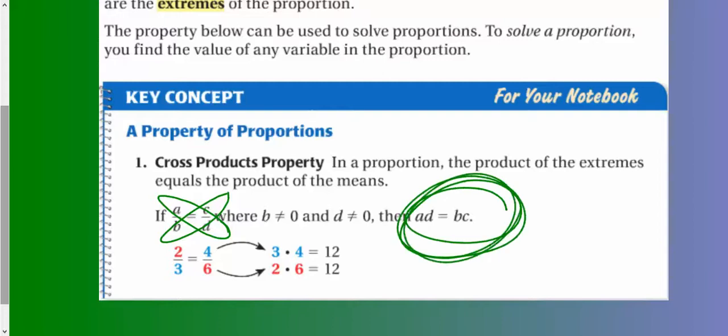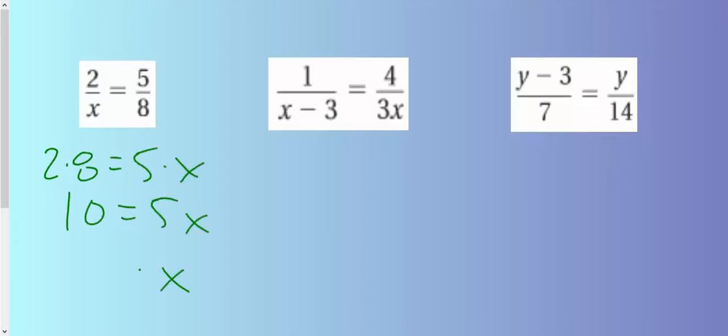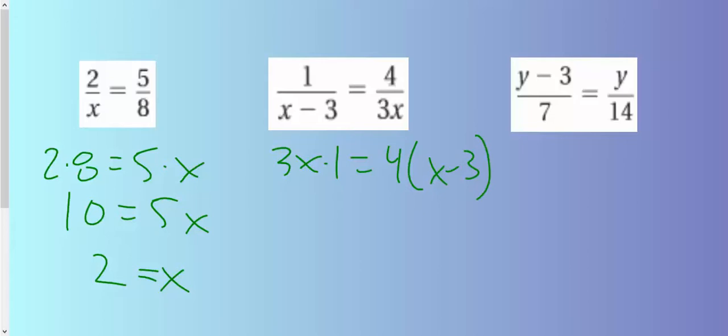This guy right here. All right, I'm going to do a couple problems. So we'll do 2 times 8 equals 5 times x, so 10 equals 5x. Divide by 5, x equals 2. Some of them are easier than others. 3x times 1 equals 4 times x minus 3. When you're doing a problem like this here, where there's 2 terms, make sure that you apply the distributive property. So you're going to be using parentheses there.